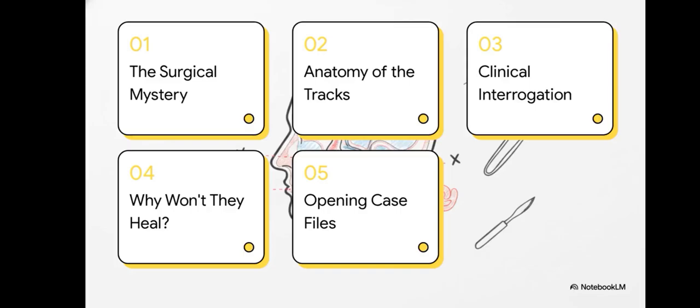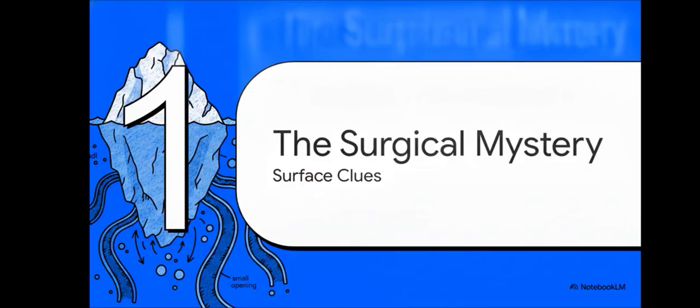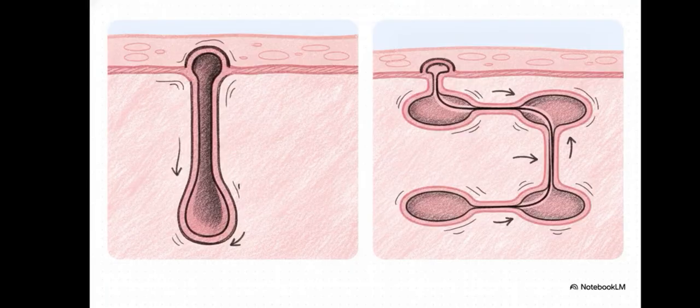Let's get to it. Section 1. The Surgical Mystery, Surface Clues to Hidden Pathology. So, to solve this mystery, we've got to get our terms straight right off the bat. What exactly are we looking at? Well, think of a sinus like a blind alley. It's basically a tract that leads down from the surface of your skin into the tissues, but it just hits a dead end. There is only one opening.